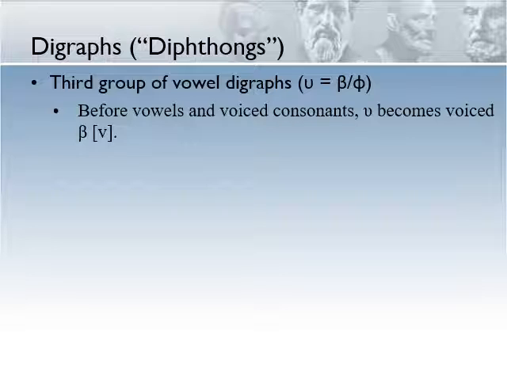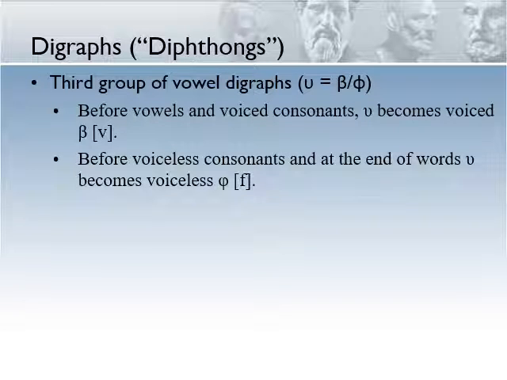One, epsilon is written before vowels and voiced consonants. Epsilon becomes voiced vita, pronounced like the letter V. When it comes before voiceless consonants and at the end of a word, epsilon becomes voiceless phi. So the epsilon can be pronounced either like a V or an F. And here's how it works.